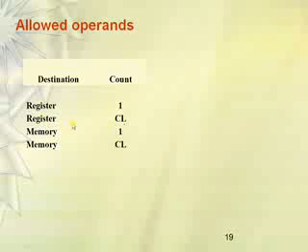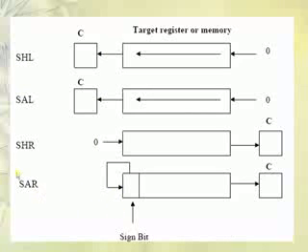If the destination is a register, and you want to shift it more than 1 time, then you have to use CL. If the destination is memory and you want to shift the content inside this memory by 1 time, then the count should be an immediate value 1. If you want to shift the content inside this memory by more than 1 time, then you have to go with the CL register. So this is how the operation goes on.